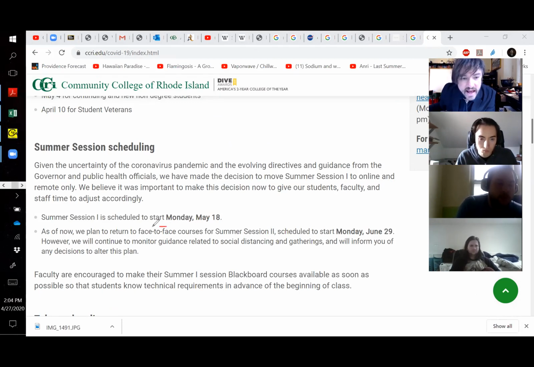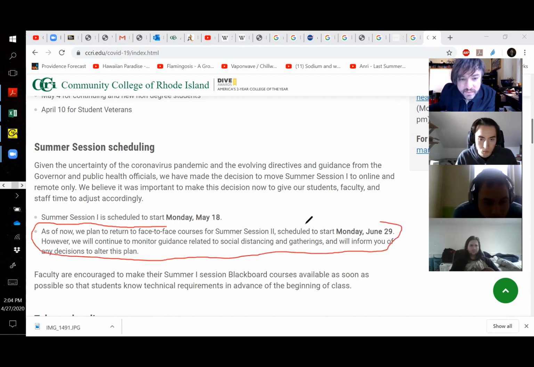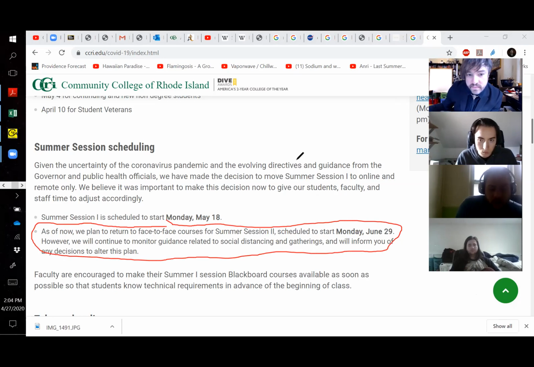It says here, as of now, we plan to return to face-to-face courses for summer 2. However, we'll continue to monitor guidance related to social distancing. Yeah, because I heard that it's still going to be bad in the fall. That it's going to get better, but then it's going to get worse in the fall. So that's what I was asking.